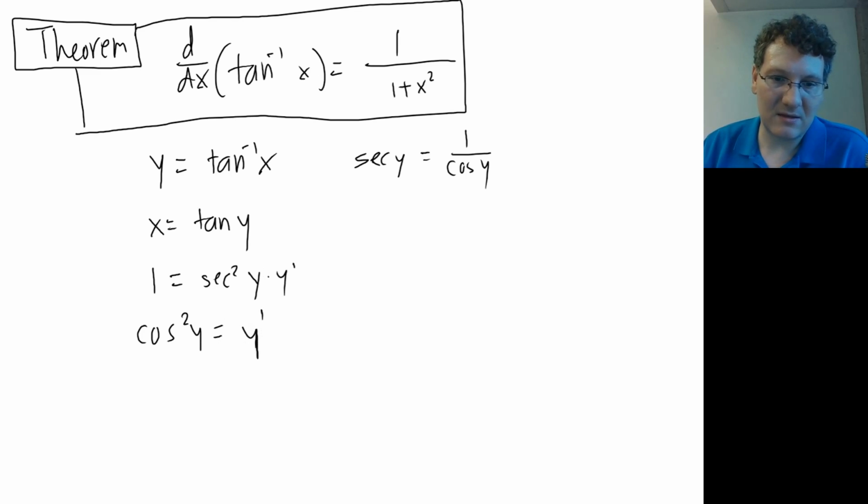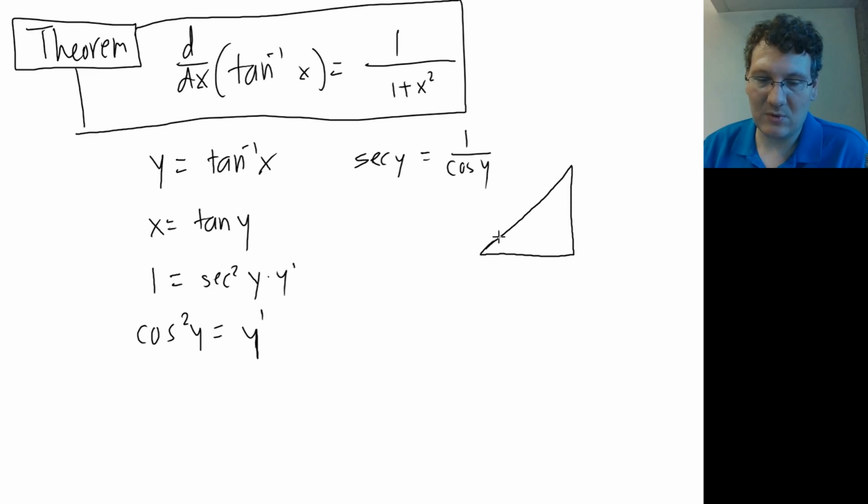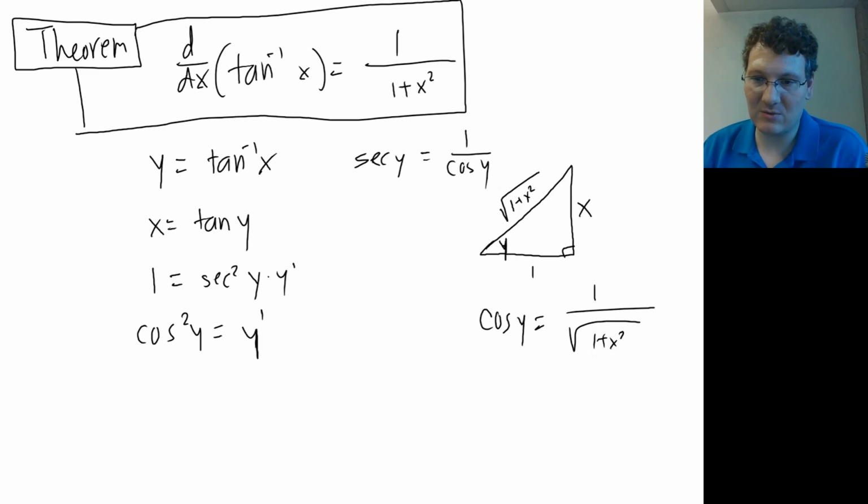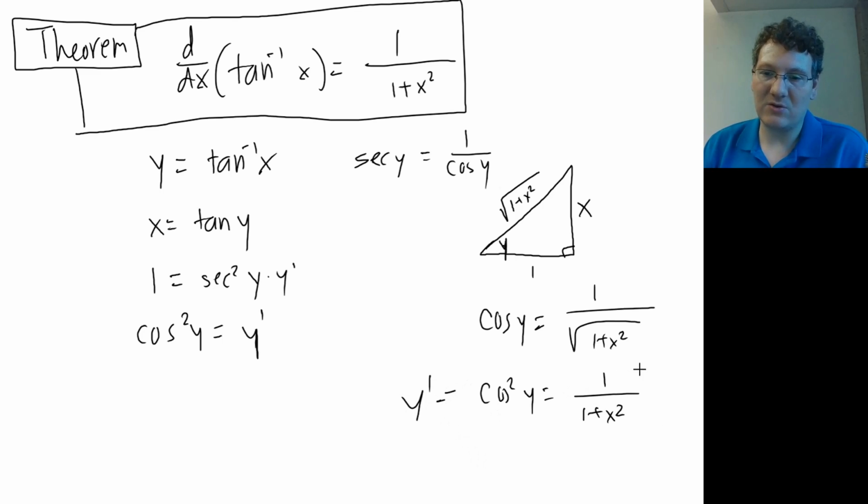However, we should put this into perspective. If x was the tangent of y, let's write this. If this is the angle y, and x is the tangent, that means x is the opposite side and 1 is the adjacent side. That means the hypotenuse is the square root of 1 plus x squared. So the cosine of y, adjacent over hypotenuse, is 1 over the square root of 1 plus x squared, right? So cosine squared of y is 1 over 1 plus x squared. And that's our derivative.